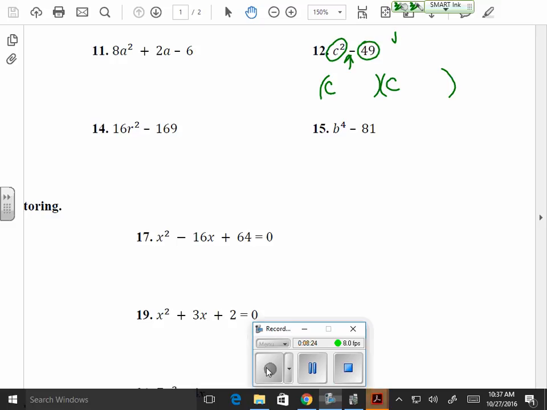c squared, and the square root of 49 is 7, so c and 7. One will be a plus, one will be a minus: c plus 7, and c minus 7.